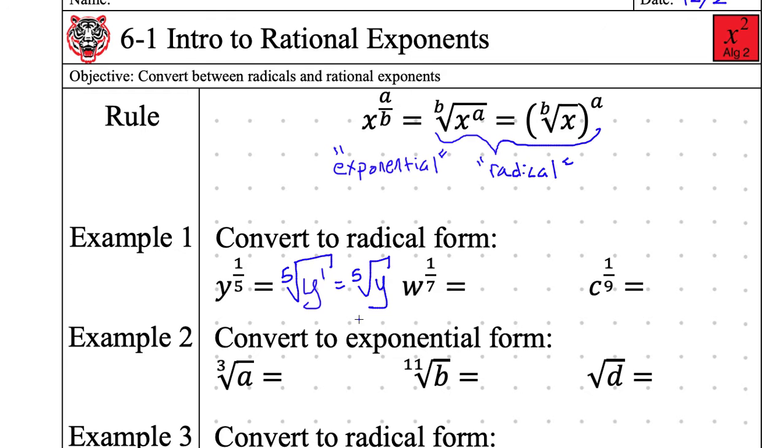I love using the word pedantic because lots of mathematicians are pedantic. They make things overly complex. I don't need to be pedantic. I don't need to put that one there. I can make it nice and simple and just say the 5th root of y.